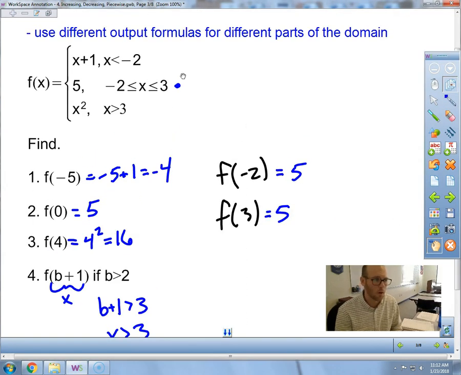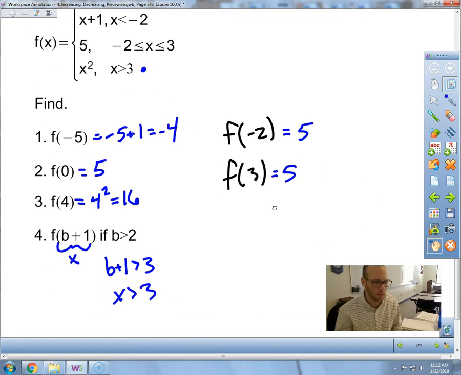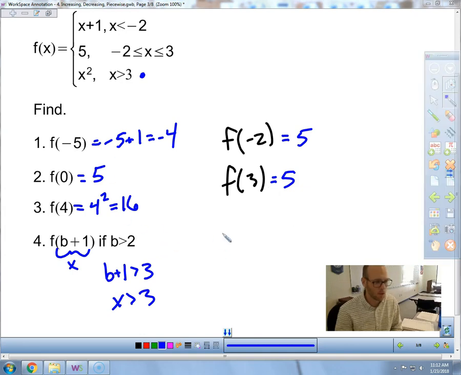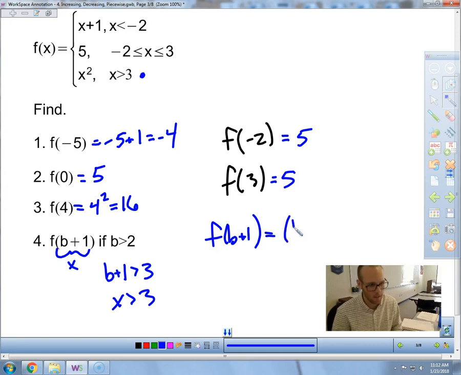So which part of our piecewise function are we in? We're in that one. Now, what are we putting into the function? F of b plus 1 equals, we need to put b plus 1 in for x in there. This is b plus 1 squared. All right, so that's how we evaluate our piecewise functions for different x values.